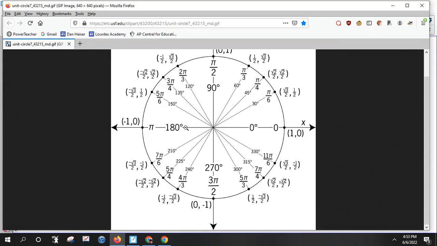Anytime we have a denominator of 6, that's the first one we run into above or below the x-axis. That's going to be a 30-degree reference angle. 30 degrees up, down, up, down. If it's a pi over 3, we're going to be 60 above or below. And then we look at the fractional part to determine what quadrant we're in.